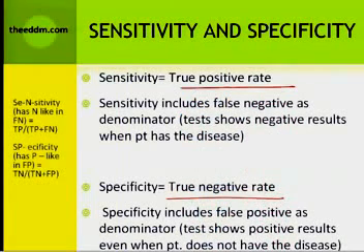Another way to remember it: the other name of sensitivity is true positive rate, and another name of specificity is true negative rate. Maybe sometimes it may help you to understand the terminology better. When you say sensitivity of a test is 85%, that means the true positive rate for this test is 85%.